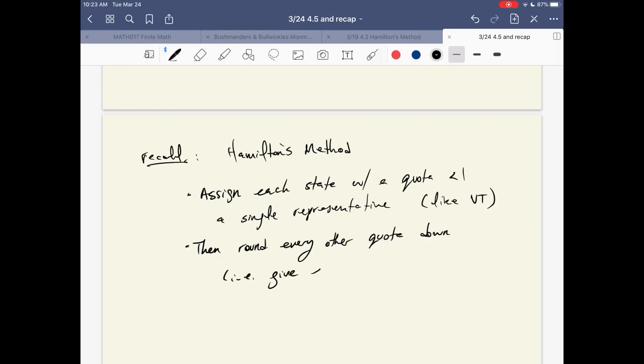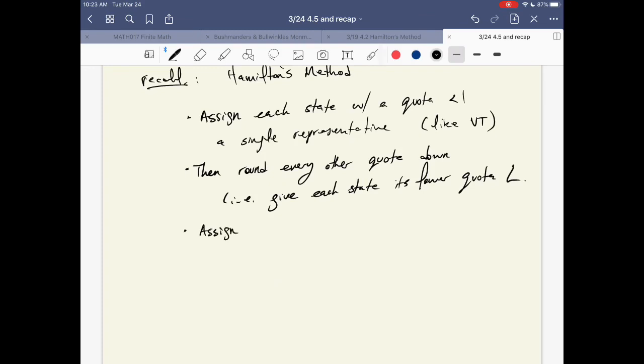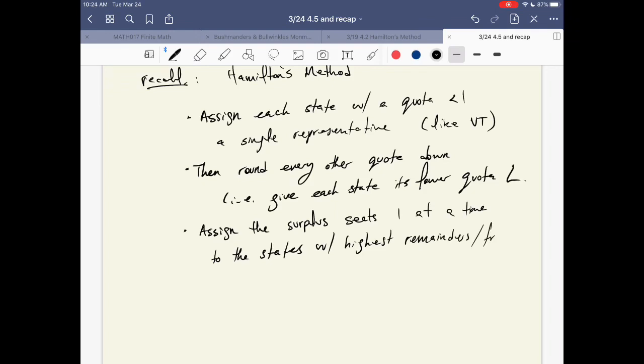i.e. give each state its lower quota L. And because we rounded everybody down, we will have some surplus seats, and so we're going to assign the surplus seats one at a time to the states with the highest remainders, fractional parts, residues. Remember, these are all pretty much words for the same thing.